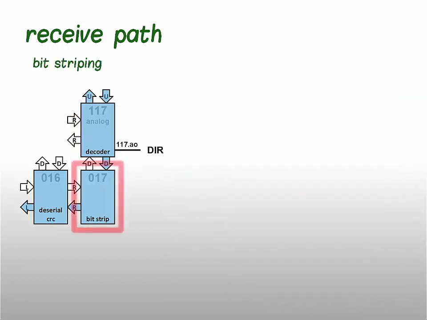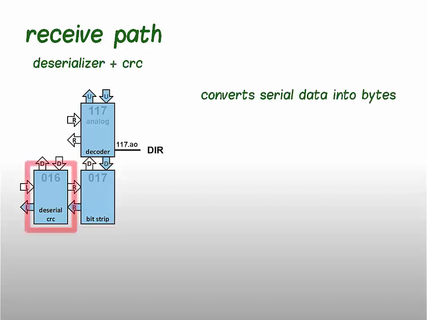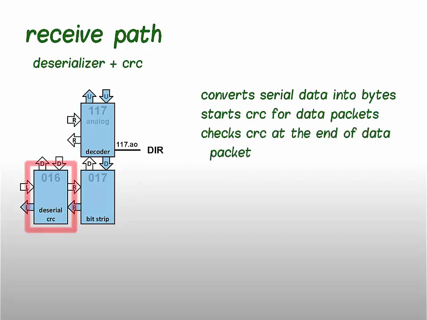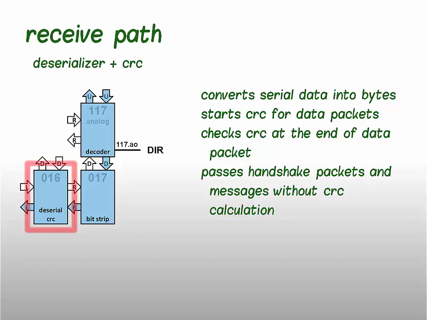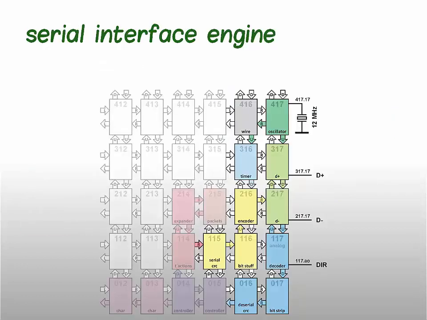Bit stripping works in the same way as bit stuffing. After 6 consecutive 1 bits, the following bit, presumably 0, is removed from the stream. The serializer converts the serial bit stream into bytes. It starts CRC calculation for data packets and checks CRC when the whole data packet is received. Handshake packets and messages are passed without CRC calculation. And that's all that makes a serial interface engine.